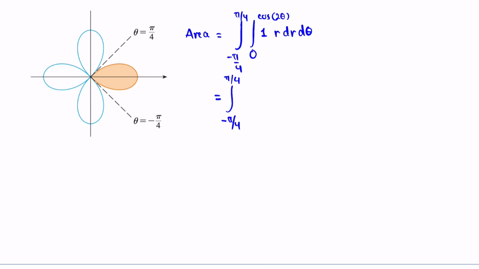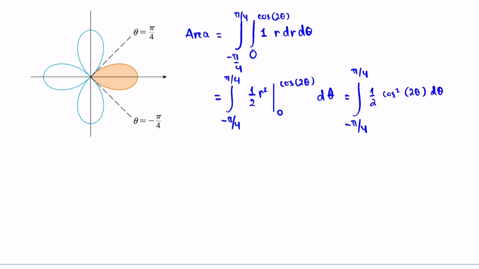The antiderivative of r with respect to r gives you 1/2 r squared, evaluated at 0 and cosine of 2 theta, d theta. You evaluate the function at cosine of 2 theta and 0. You get the integral from negative pi over 4 to pi over 4 of 1/2 times cosine squared of 2 theta d theta. Now you have the integral in terms of theta, and this is not a straightforward integral to evaluate. What you do is convert cosine squared of 2 theta into cosine of 4 theta using the double angle formula. So we get the following integral.